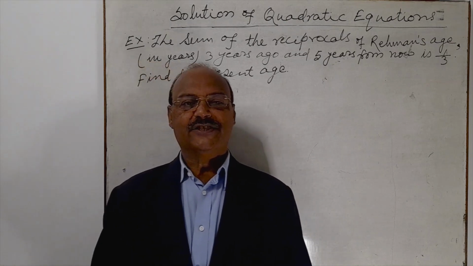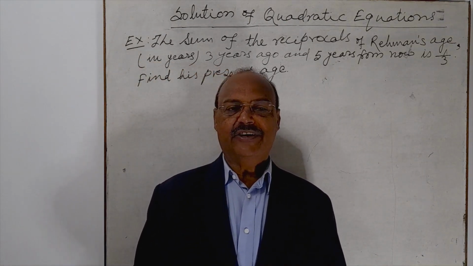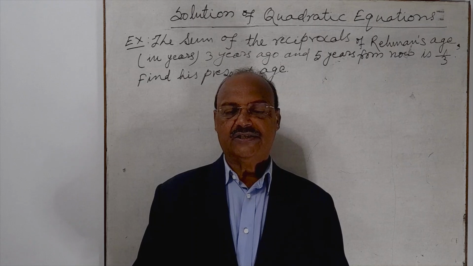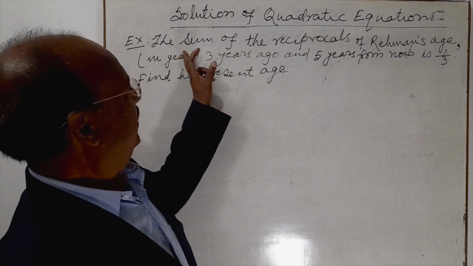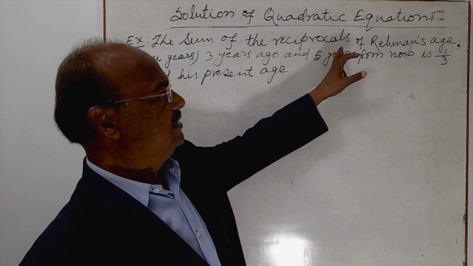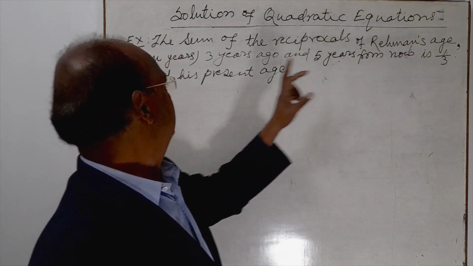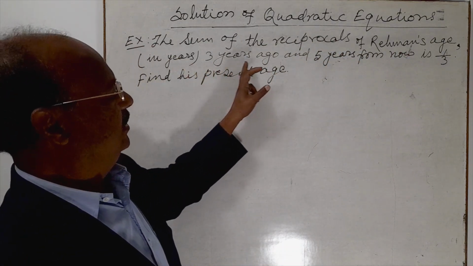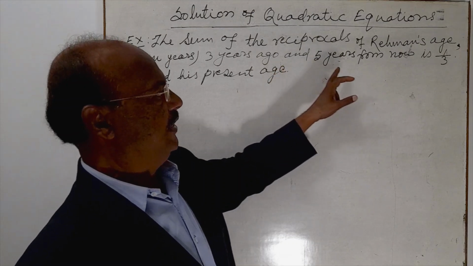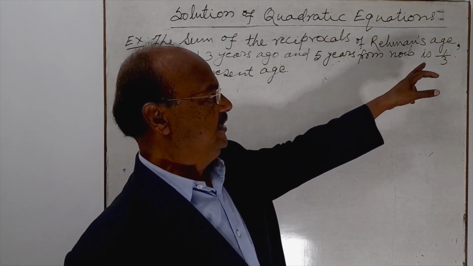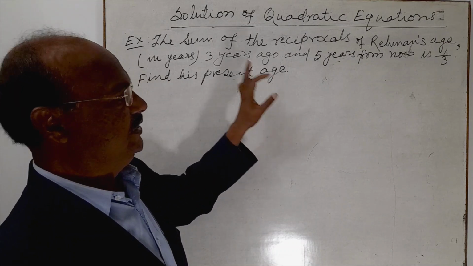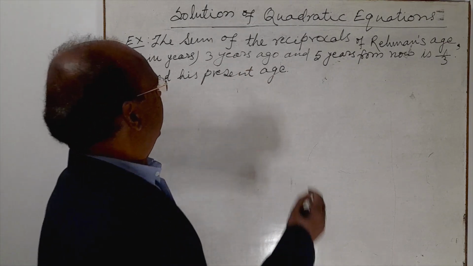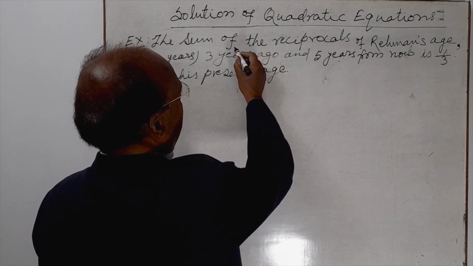Welcome students. In this video we are going to discuss a very interesting and important question of quadratic equations. The question is: the sum of the reciprocals of Rehman's age in years 3 years ago and 5 years from now is 1 by 3. Find his present age. So you have to take care of this part.